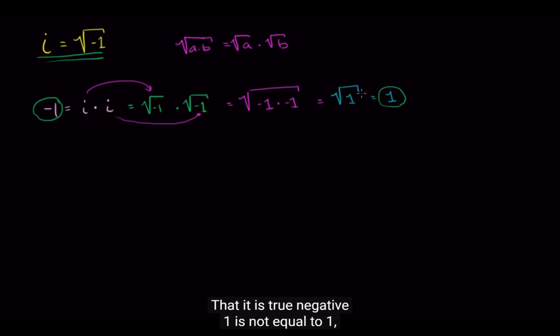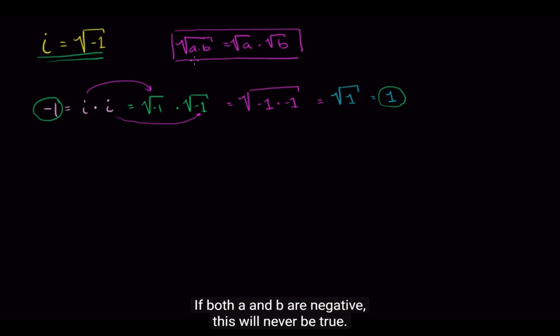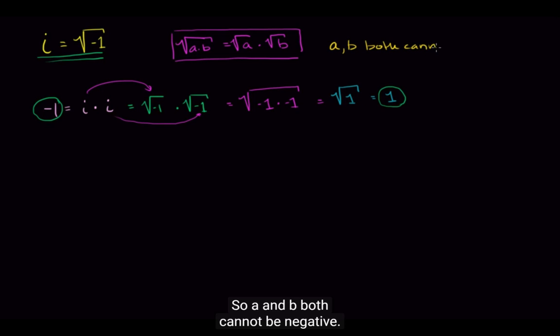It is true that negative 1 is not equal to 1, but the faulty line of reasoning here was in using this property when both a and b are negative. If both a and b are negative, this will never be true. So a and b cannot be negative.